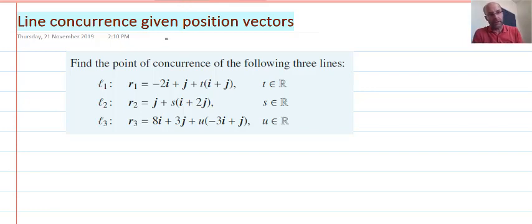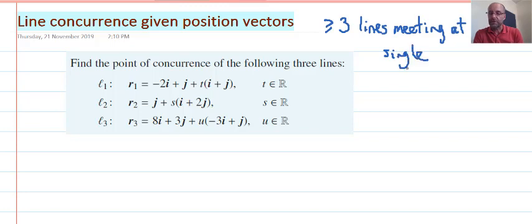Okay, we're going to look at the idea of concurrence of lines given position vectors, and concurrence means that we have at least three or more lines meeting at a single point, and it's like an extension of the idea of intersection. On that note, make sure you've watched the previous video on the intersection before you've watched this.